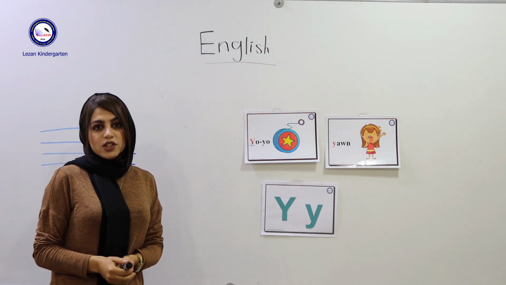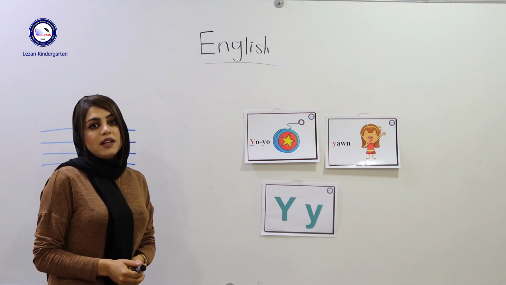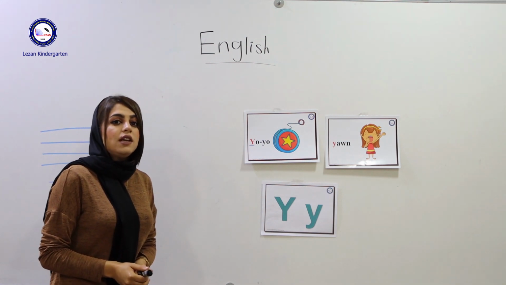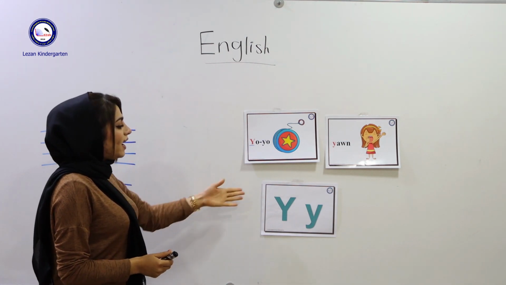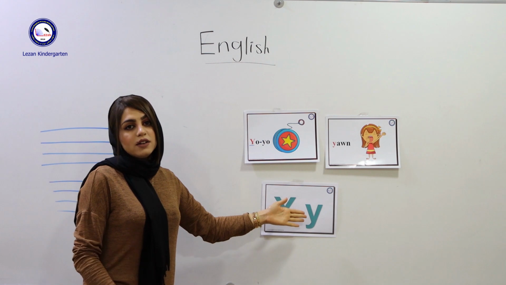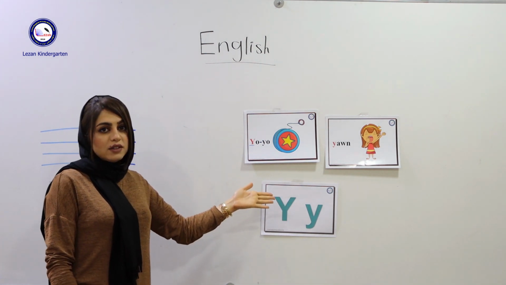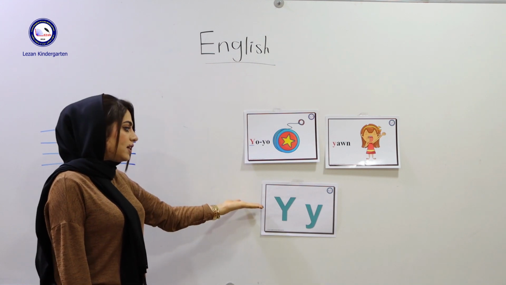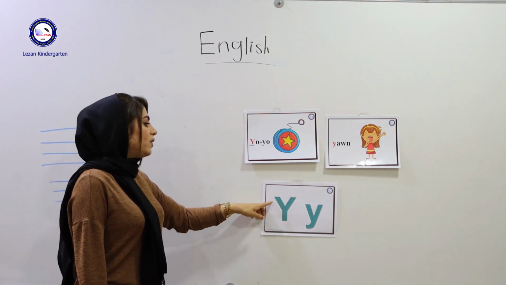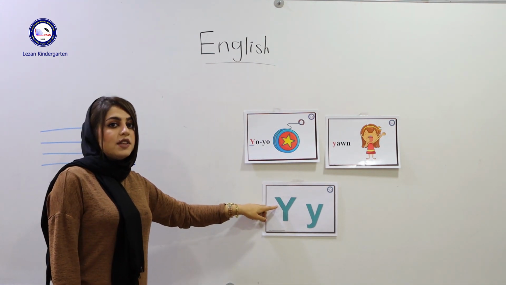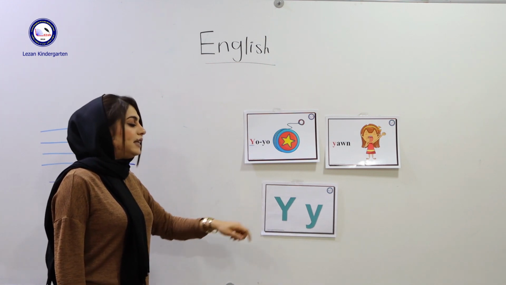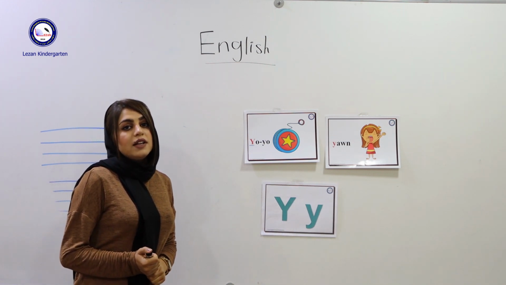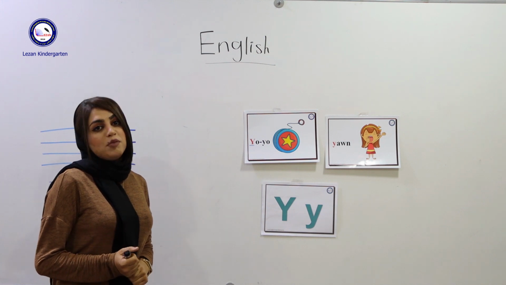Today we have English lesson. I'm going to explain a new letter for you. Let's see what we have. We have ya. What's this letter? Ya. This one is capital Ya. Let's see how we write capital Ya.